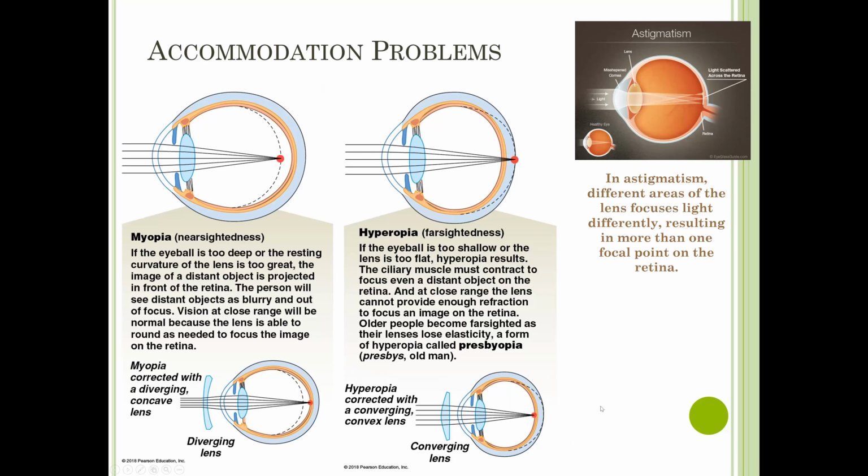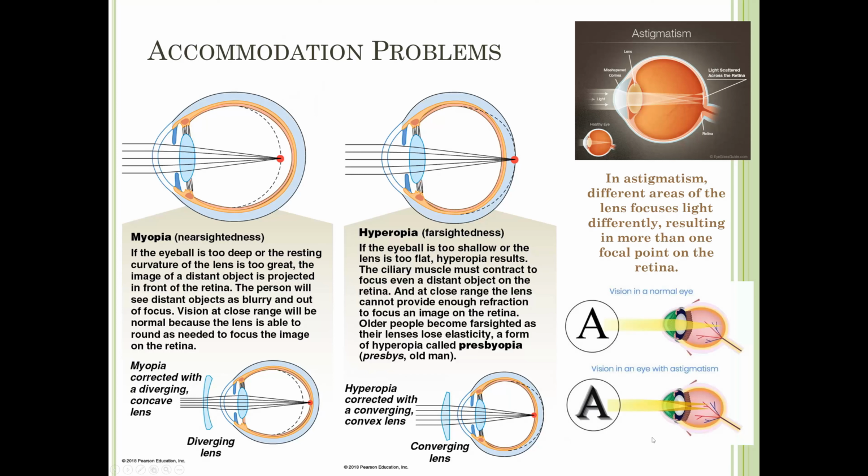There's another common condition called astigmatism. In astigmatism, different areas of the lens focus the light differently. So this results in more than one focal point on the retina. With astigmatism, you might have a copy of the image because you're actually looking at multiple focal points instead of just the one single focal point that you should have.